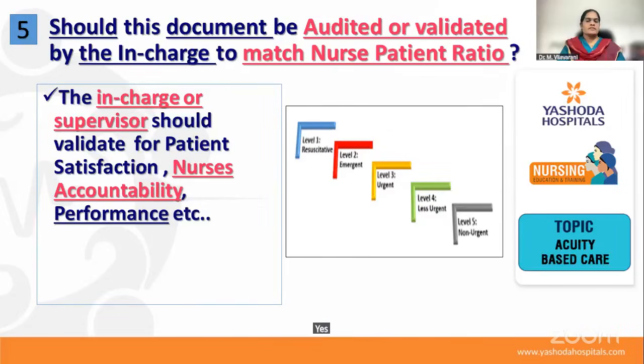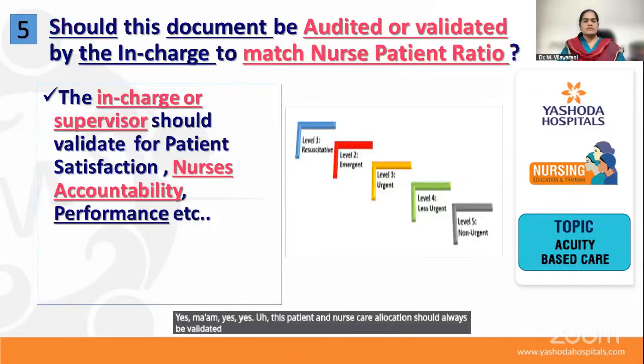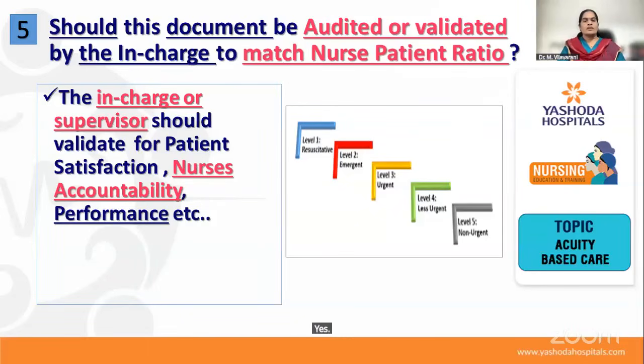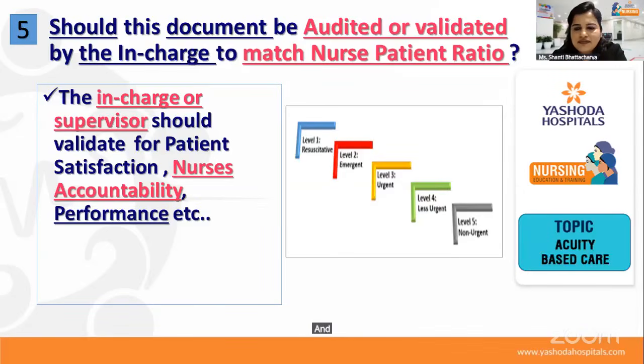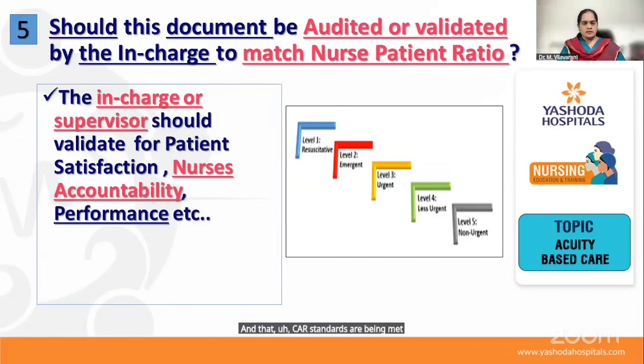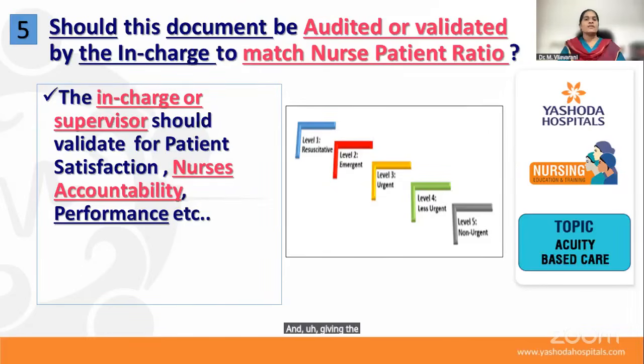Yes, ma'am. This patient and nurse care allocation should always be validated by an in charge or a supervisor to keep things on record, as well as to check whether it is going properly. That is for ongoing evaluation, and the validation ensures that patient safety is not compromised at any cost, and that care standards are being met by the hospital and by the nurses. It also provides accountability for the nurses, helps in monitoring their performance, and gives patients confidence that they are being cared for properly.